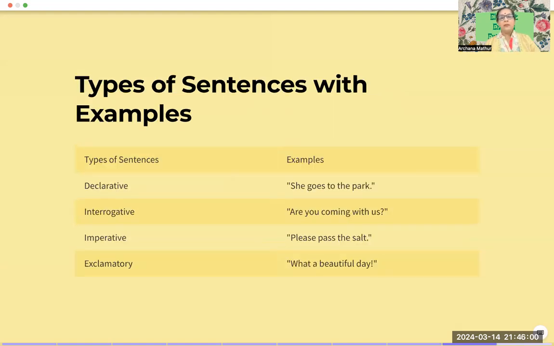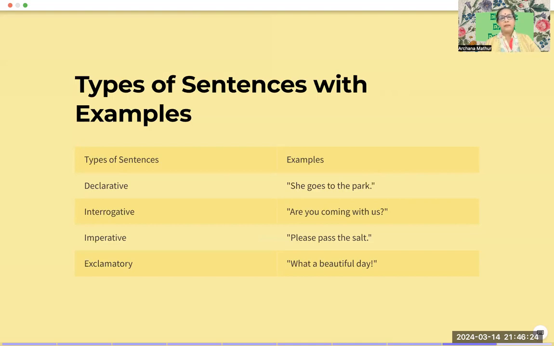Last, we've already discussed phrases and clauses. Just a sneak peek into the types of sentences. We have 4 types of sentences, mainly declarative, like I say something, I'm trying to declare. She goes to the park. I love ice cream. I have a pet dog. So I'm declaring, it's a statement of facts.